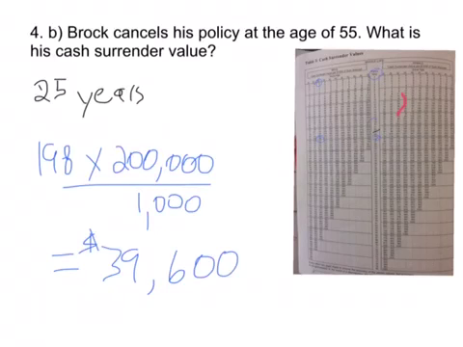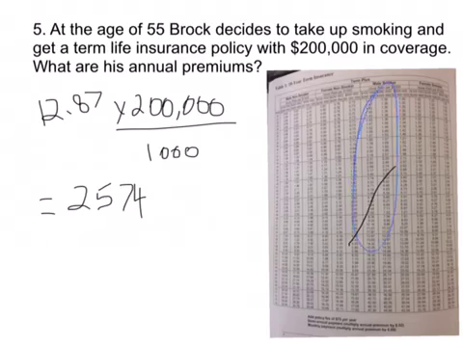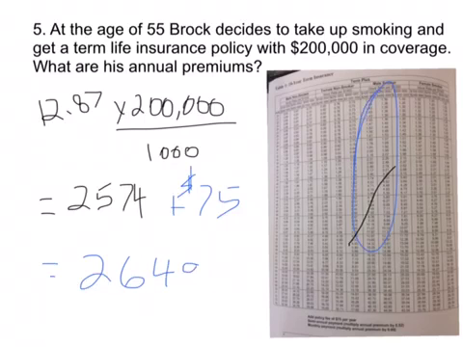Okay? Last question. So we get $1,287 from our chart because he's 55 years old, a male smoker, and he wants $200,000 in insurance. So it's going to be in there. All right, so $2,574. Don't forget, this is an insurance policy, so we need to add the $75 annual fee. And we get a final answer of $2,649 per year. Done.